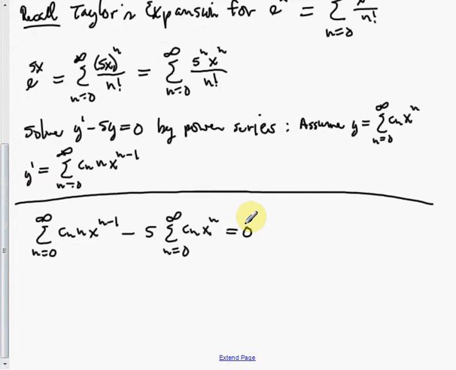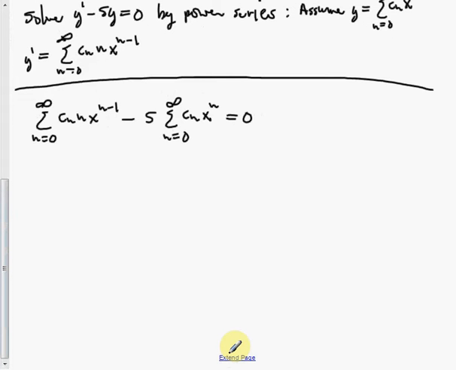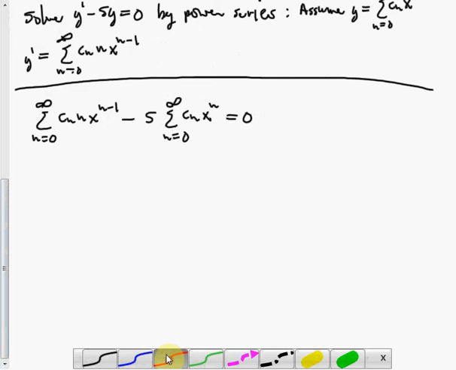So I haven't done much there. Just replaced what we have for the problem with the power series representation. Now, in the steps, the first thing we said is I want to get the common index or a k factor. Let's see how we do that. And I think before I even go there, look at this first term. This is the summation as n goes from 0 to infinity. This is c sub n times x to the n minus 1.